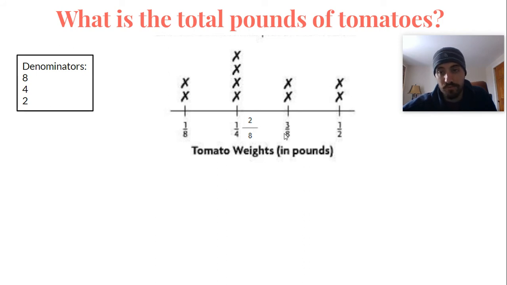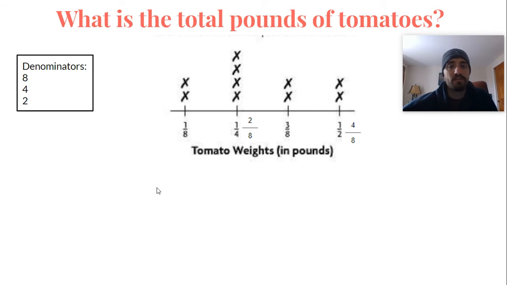3/8. Well, 3/8 is already an eighth, so I'm just going to leave it the same. And 1/2. How would I make 1/2 have a denominator of 8? 1/2 equals 4/8. 2 times 4 is 8. 1 times 4 is 4. So the equivalent fraction here is 4/8.